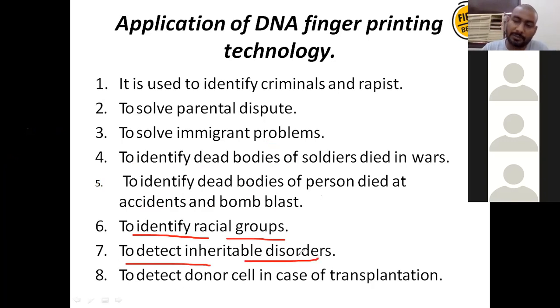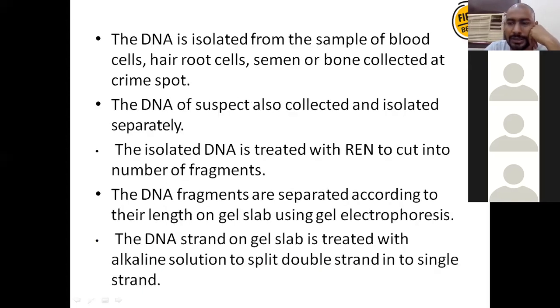To detect inheritable disorders, as I told already: metabolic inheritable disorder, sex-linked recessive disorder, autosomal dominant disorder, autosomal recessive disorder. We can find different types of inheritable disorder with the help of DNA fingerprinting. To detect the donor cell in case of transplantation: if some person has been given an organ, we can identify the person who provided the organ, the donor cell, with the help of DNA fingerprinting.